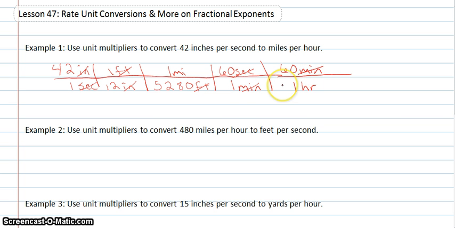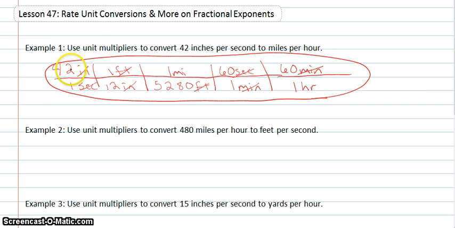Now, if I was to multiply all this out, this would be miles per hour. But I'm just going to leave it like that. That is perfectly acceptable. You would multiply all the numbers on top and divide that number by the numbers on bottom. Okay, let's look at the next one.